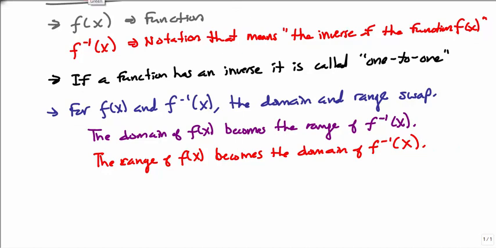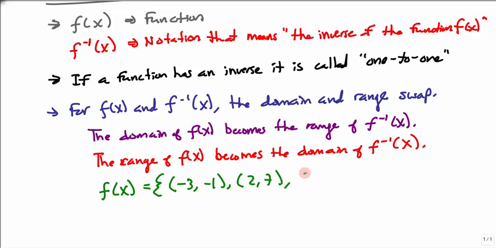Okay, let's see what else we can talk about here. If I had a function f of x made up of a set of ordered pairs, let's say (-3, -1), (2, 7), (3, 6), and (4, 9), just making up some numbers here, the domain of f of x would be -3, 2, 3, and 4.